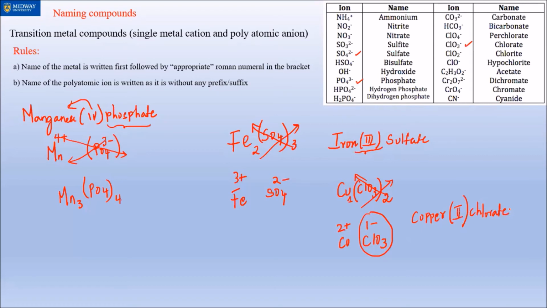And there it is. And that's how you work with the transition metal compound, that's a cation and a polyatomic anion. I've got only one more class, and that's the very, very easiest of the bunch. So stay tuned for the last video in this naming compound series.